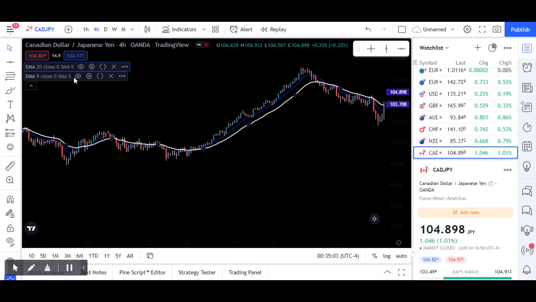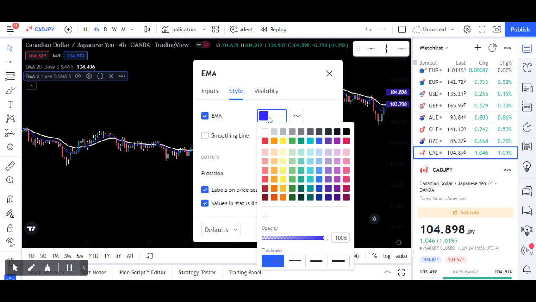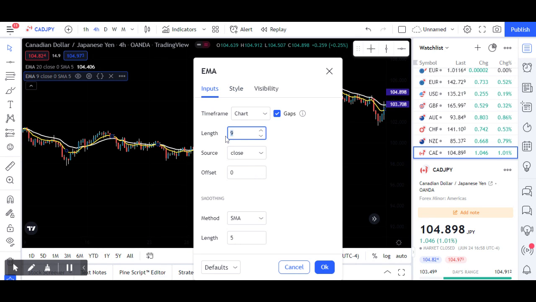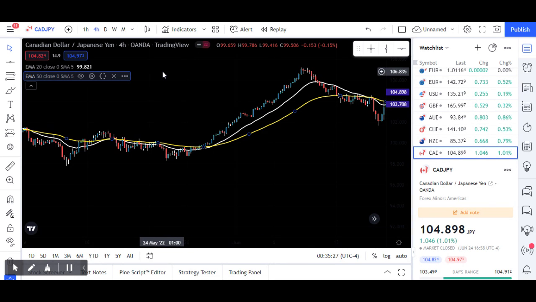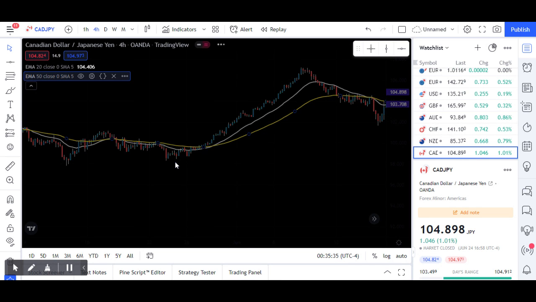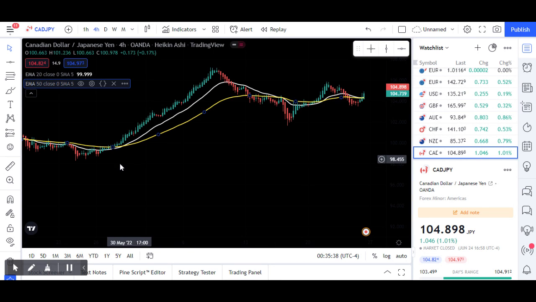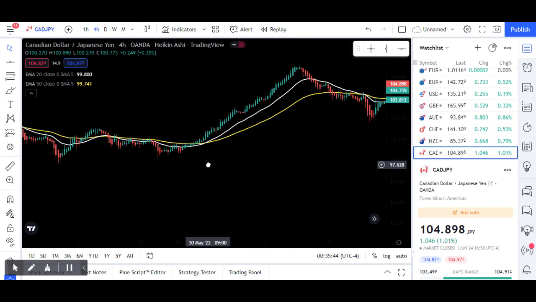The second EMA, click on settings. We'll make this yellow. And then we'll make the length 50. Click OK. And lastly, we are going to change the candles to Heikin Ashi candles. And that's essentially all you need for this strategy.